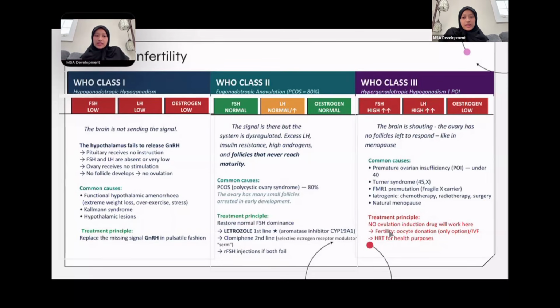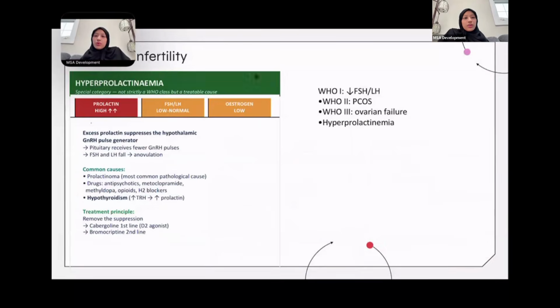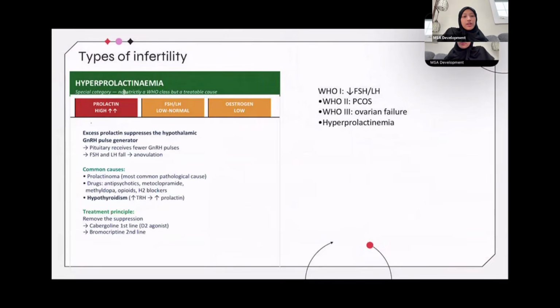And then the other thing for these patients is to do hormone replacement therapy. That is important because you want to also have the helpful effects of estrogen. So bone, for example, you don't want the person to be at risk of bone loss or osteoporosis, right? So you want to give them hormone to replace that low estrogen. That's the main idea. So, what was the last thing? Yeah, we said hyperprolactinemia is a class on its own, which means prolactin is high and everything else is low. Why? Because prolactin suppresses gonadotropin releasing hormone and it does not give it in a pulse-like manner.